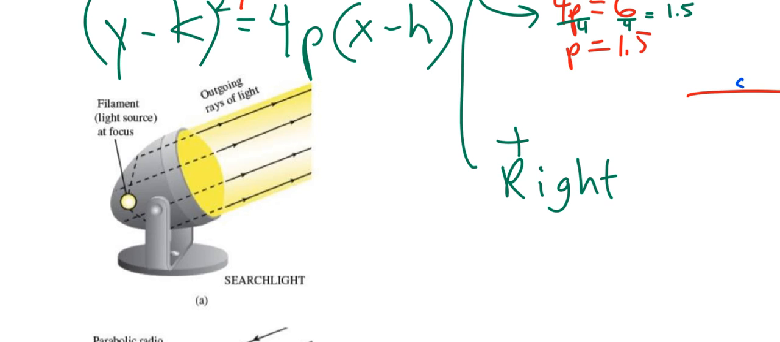Here's an example that we were talking about earlier of a searchlight. Same idea as a flashlight or a headlight. The parabola is on the back side of it.